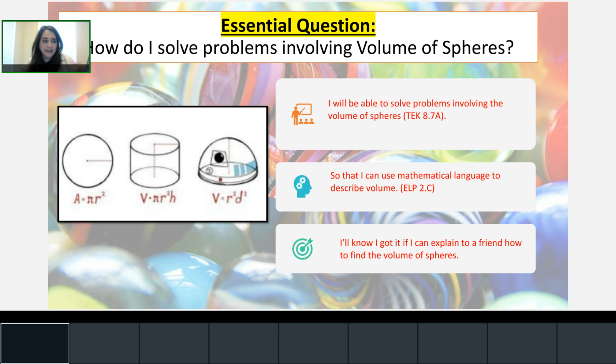It's different. It's not a cylinder. It's not a cone. So how do we figure out this problem? And today, by the end of this lesson, you should be able to solve problems involving the volume of spheres so that you can use mathematical language to solve for volume. And you'll know you have it right when you can explain to a friend how to solve the volume of a sphere.